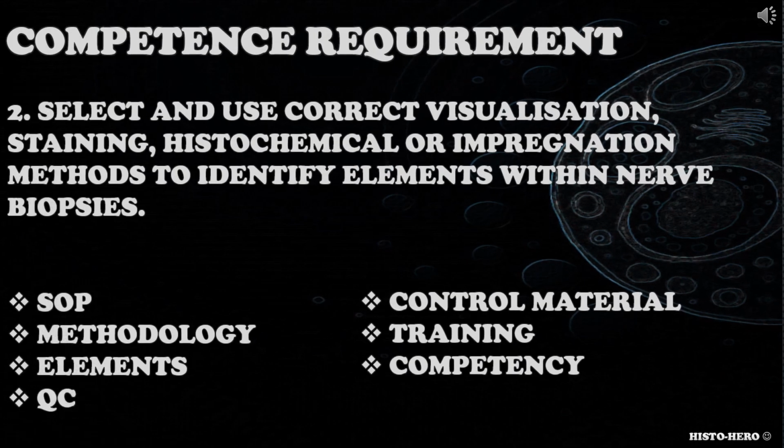The second competence requirement is for you to select and use correct visualization, staining, histochemical or impregnation methods to identify elements within nerve biopsies. What demonstration methods would you use to identify various elements within nerve biopsy? Consider SOPs, method used, elements identified, quality control, use of control material, your training and competency.